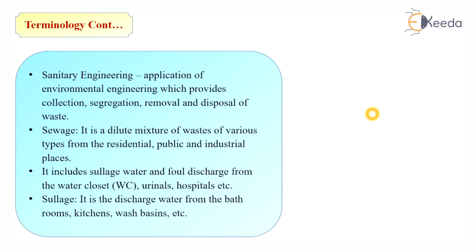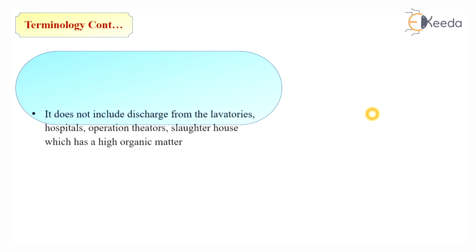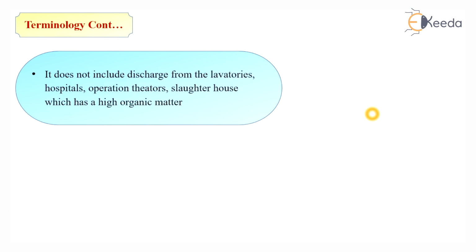So basically, sewage is nothing but the domestic wastewater, which is the combination of sludge water, that is wastewater from kitchen, bathroom, wash basin, etc., and black water, that is wastewater from water closet, urinals, etc. Sewage does not include the discharge from laboratories, hospitals, operation theatres, and slaughterhouses, which has high organic matter.